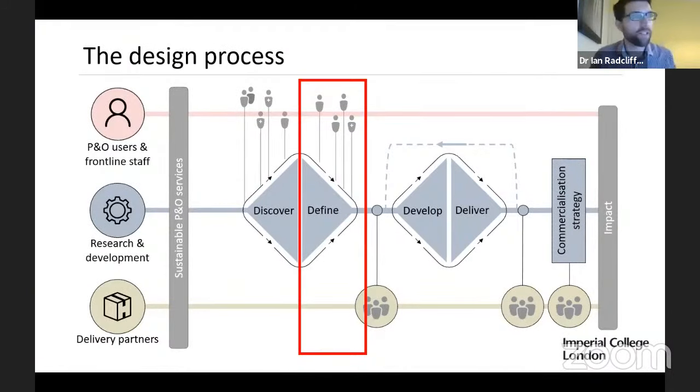All of this information from the discovery phase is needed to define the problem. And this helps us determine the user requirements. Now, these requirements are important as they're used to set out what our product must do, but they don't tell us what the product is. That's coming later. That's the design phase.